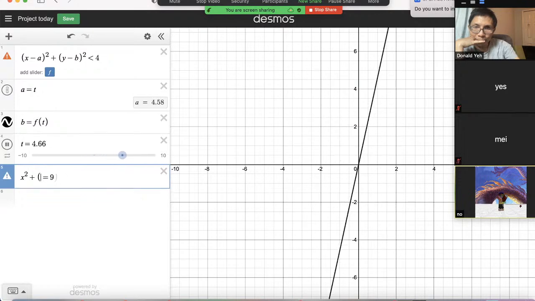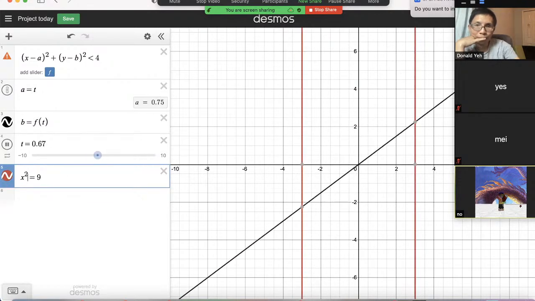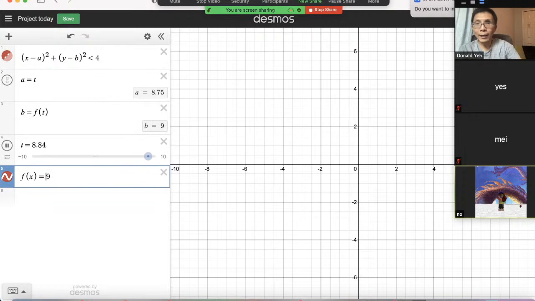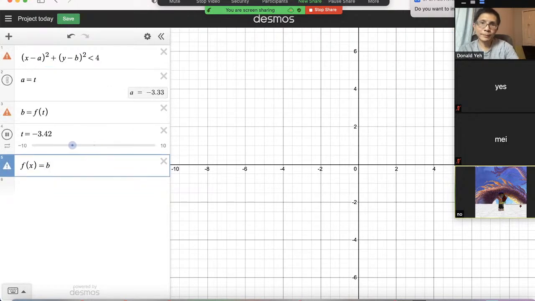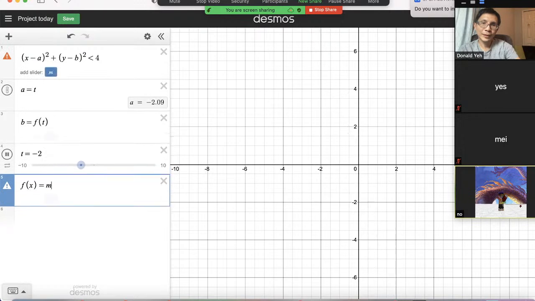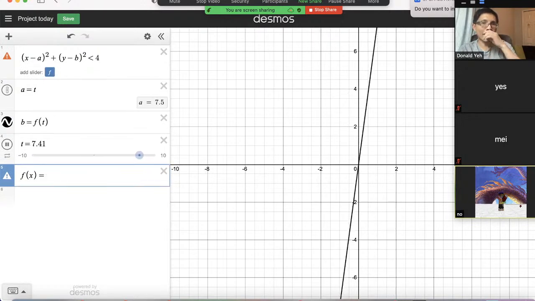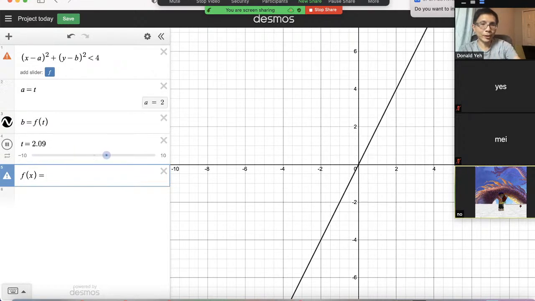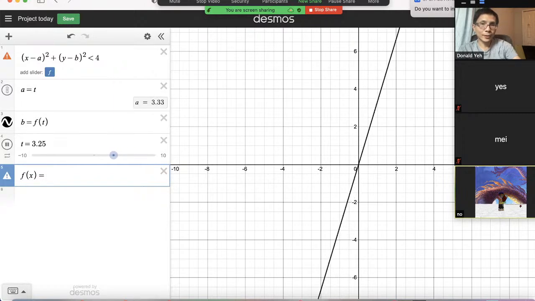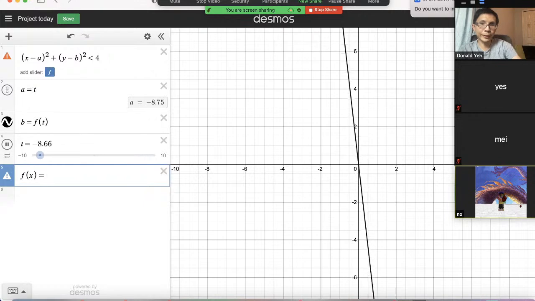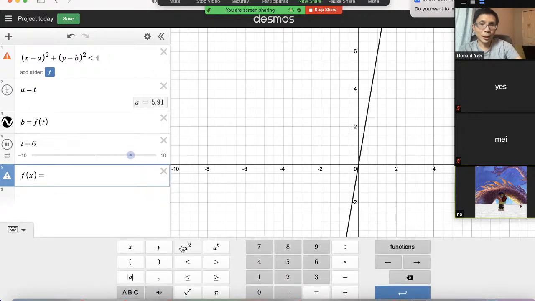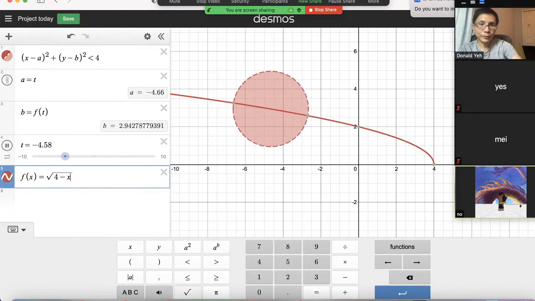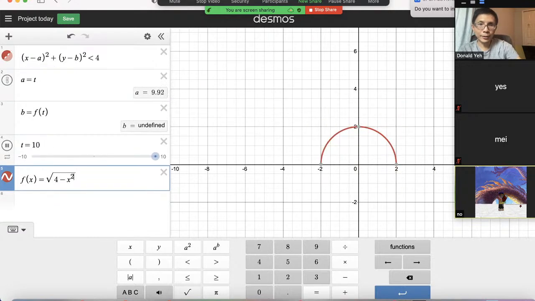Oh wait, I think I have an idea. Do f of x again. F of x equals to b. Not b, like another thing like m or something. M. I think I have an idea. I can write the circle in a different way. The circle in a different way is square root. Okay, so square root. Square root of 4 minus x squared. So it's running.